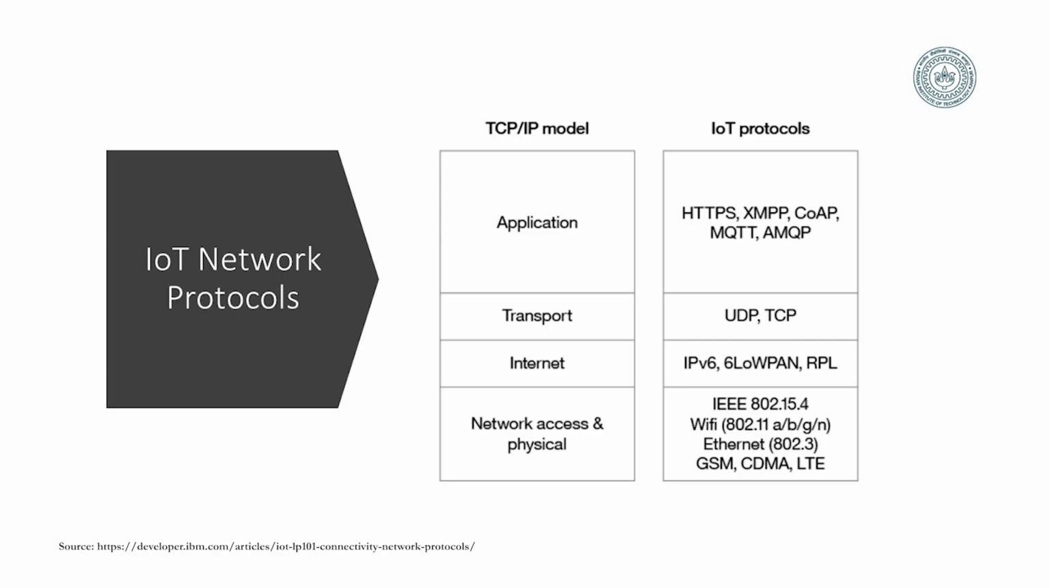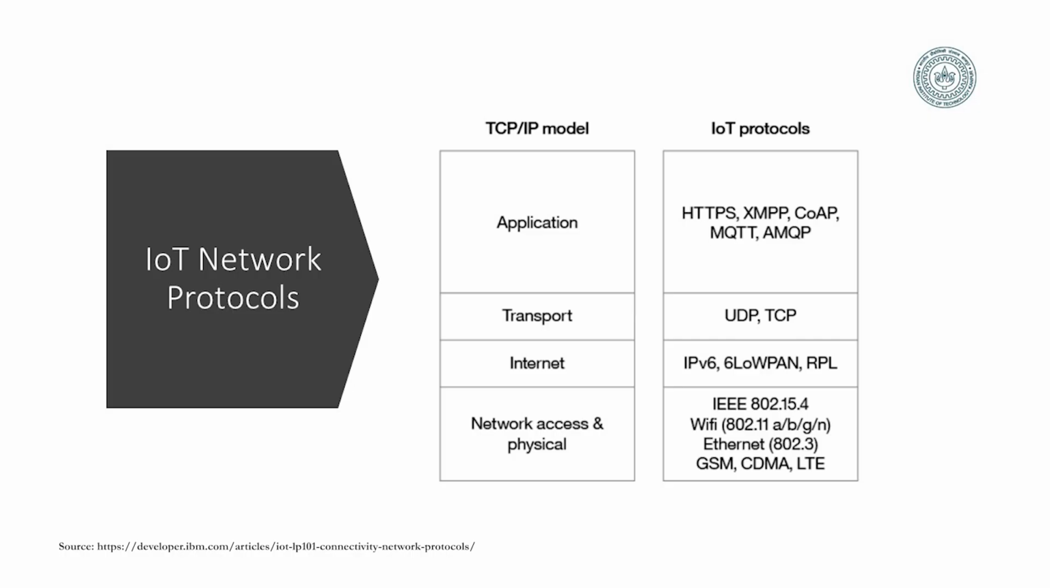So, at the network access and physical layer, you use protocols such as IEEE 802.15.4, then we use the Wi-Fi protocols such as 802.11 a/b/g/n, then Ethernet, so 802.3, then GSM, CDMA for your mobile communications, also LTE for your mobile communications. So, these are the protocols at the network access and physical layer.